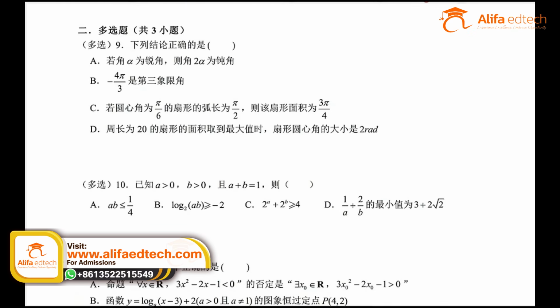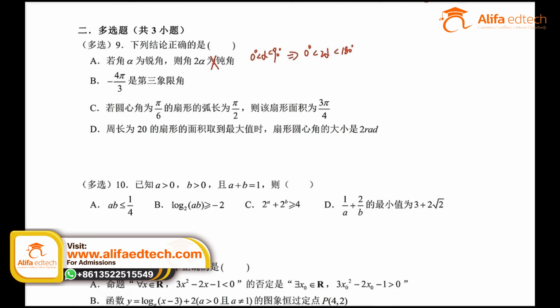If angle alpha is an acute angle, then angle 2 alpha is an obtuse angle. We know that an acute angle alpha has a range greater than 0 degrees and less than 90 degrees. So if we multiply it by 2, 0 times 2 is 0 degrees, and 90 degrees times 2 is 180 degrees. I can only get its range between 0 degrees and 180 degrees. So is it necessarily an obtuse angle? Not necessarily. It could be an acute angle or it could be a right angle.